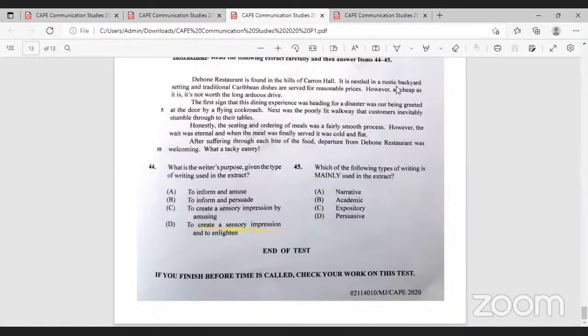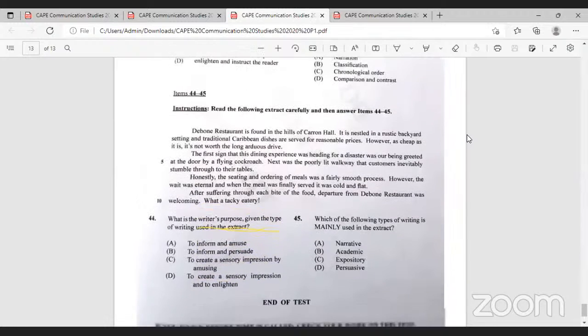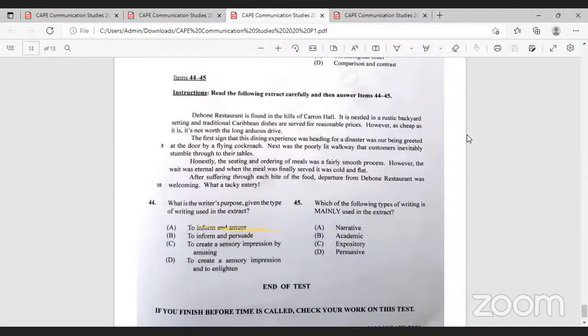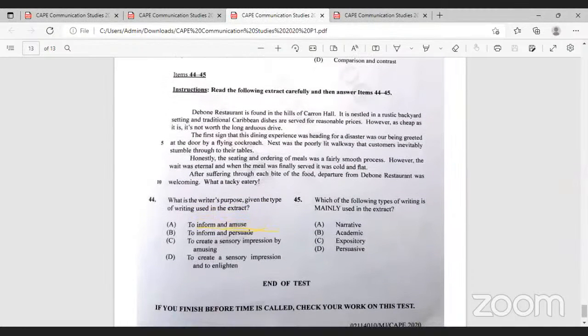The most likely answer, I think, for this one would be C, expository. Narrative could work, I just don't think it's the most likely. It's not really a story. It's just like a review. Persons are writing a review, but it's intended to expose. So I would say it is C. So 44 is D, and 45 is C. Yeah, we go with C.